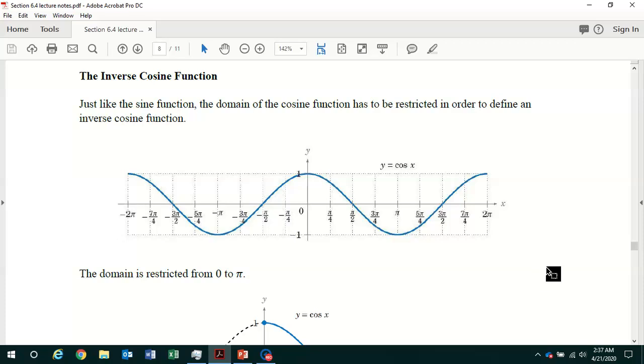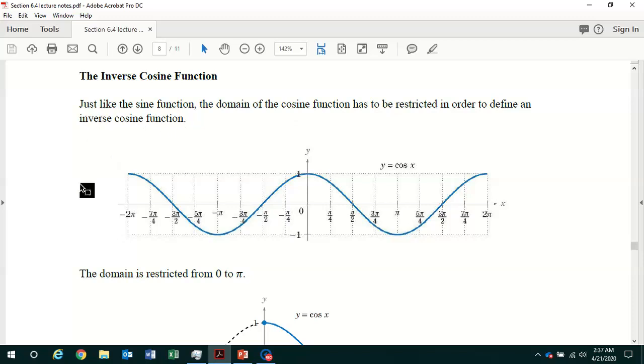Alright class, in this video we learn about the inverse cosine function. In section 6.4 of your textbook, we're starting at the top of page 8 in your lecture handout. Just like the sine function, the domain of the cosine function has to be restricted in order to define an inverse cosine function.